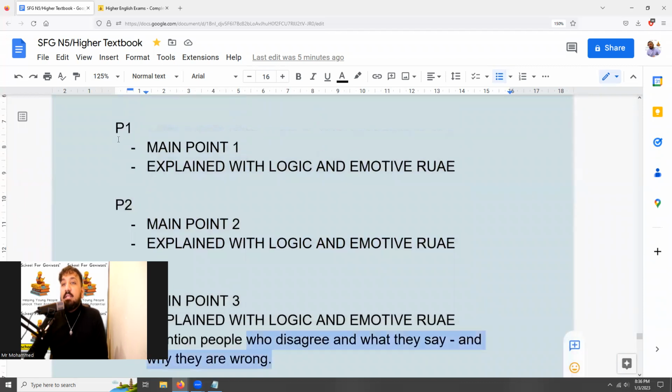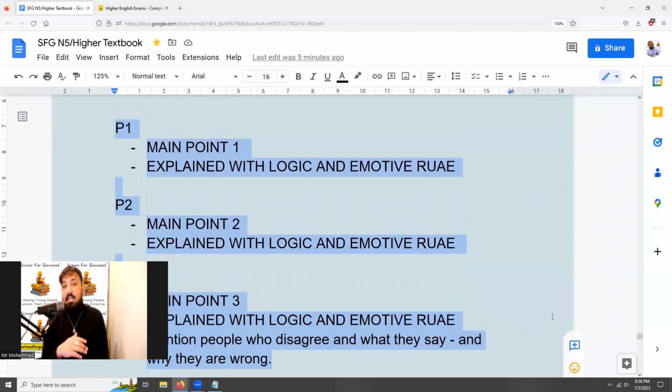These first 3 paragraphs focus on what, in your plan, you laid out as 3 main points, 3 main reasons why you're saying what you're saying. Each of your main paragraphs focuses on one of those reasons. So your first main paragraph will focus on your first reason. So animal testing is wrong, you said, because of this. Your first main paragraph will focus on that.